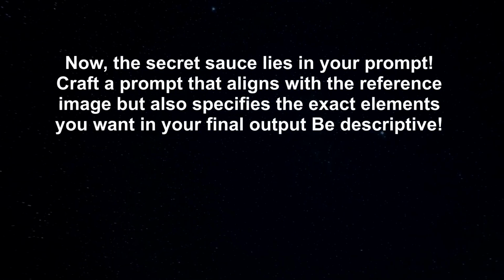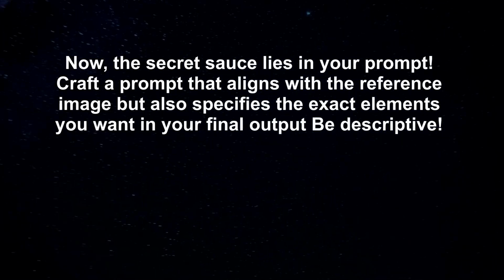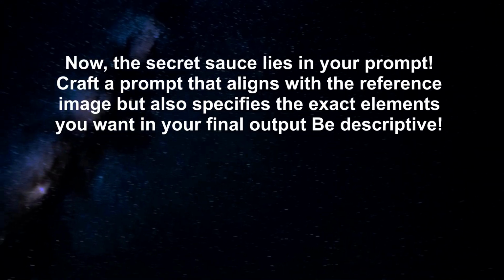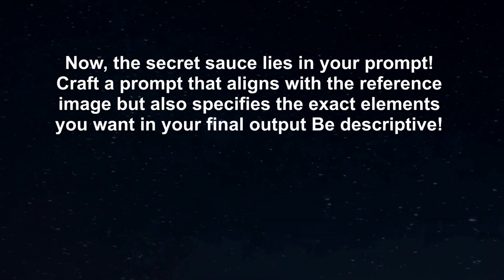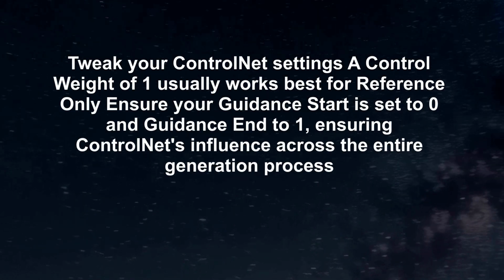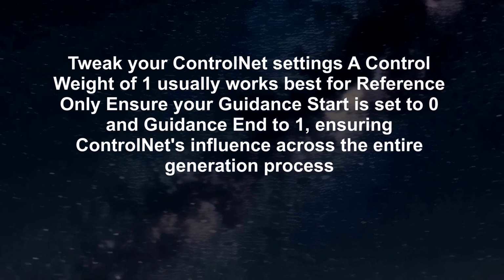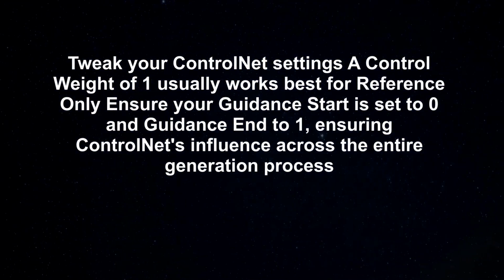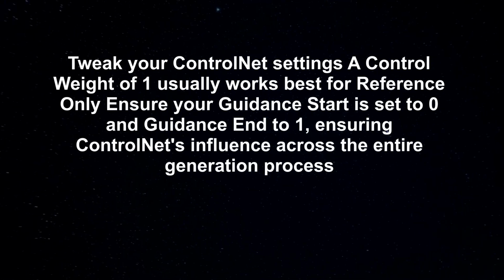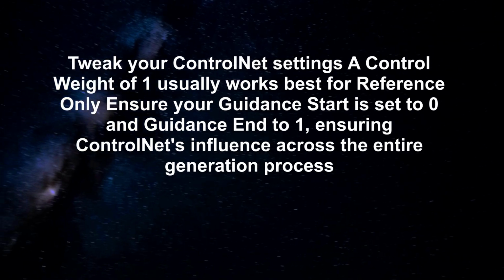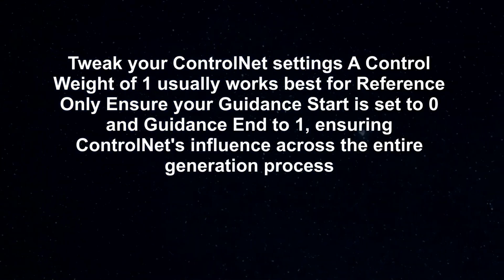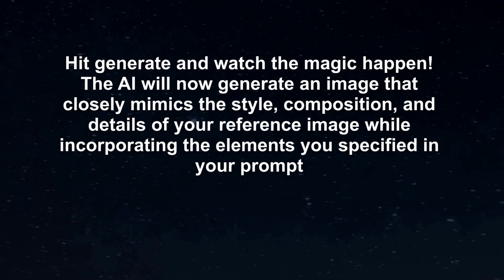Now, the secret sauce lies in your prompt. Craft a prompt that aligns with the reference image, but also specifies the exact elements you want in your final output. Be descriptive. Tweak your ControlNet settings. A control weight of 1 usually works best for reference. Ensure your guidance start is set to 0 and guidance end to 1, ensuring ControlNet's influence across the entire generation process. Hit generate and watch the magic happen.